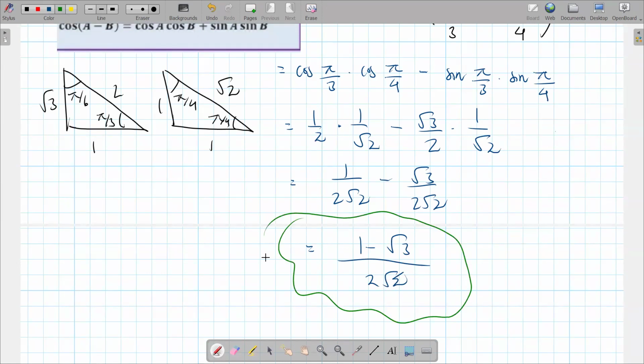Sometimes they're going to ask you to rationalize the denominator. Right now there's a 2 root 2 element down here. How do we rationalize this denominator?